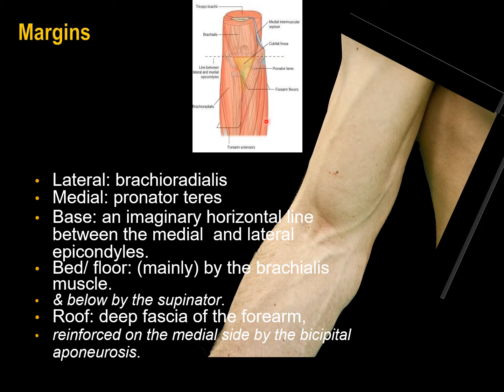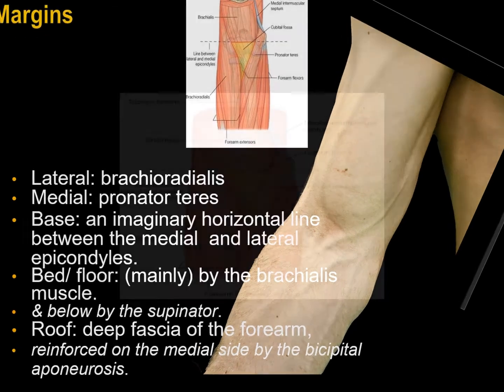If we see the diagram, medially we have lateral border of pronator teres. Laterally we have medial border of brachioradialis muscle. Base is formed by the imaginary horizontal line between the medial and lateral epicondyles of the humerus, and bed or the floor is formed by the brachialis muscle, while the roof is formed by the deep fascia of forearm as well as the bicipital aponeurosis.